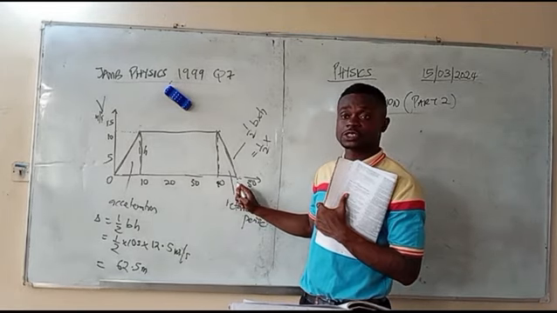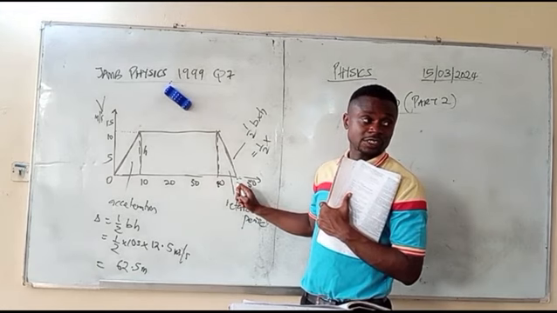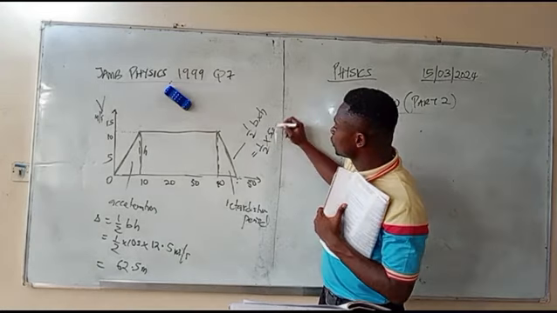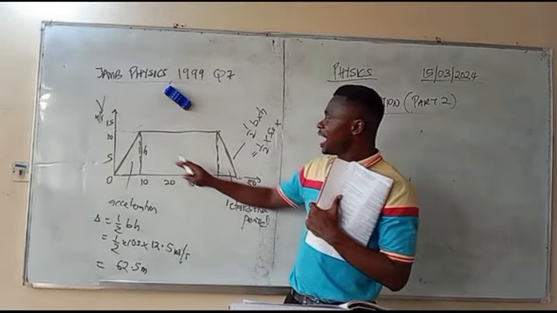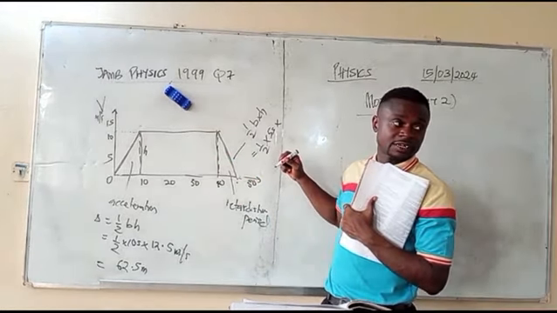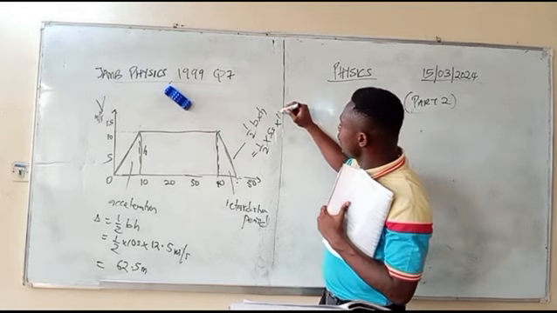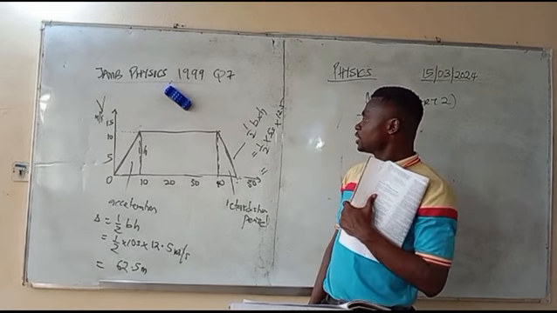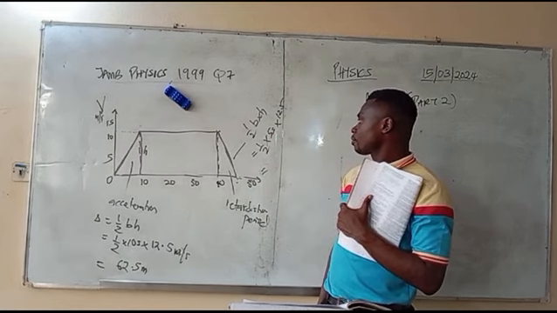What's the answer? 12.5 times 5. Remember that 12.5 times 10 here is 125, right? So 12.5 times 5 should give you 62.5.